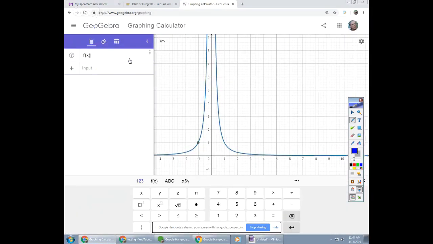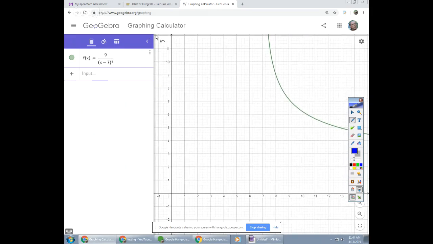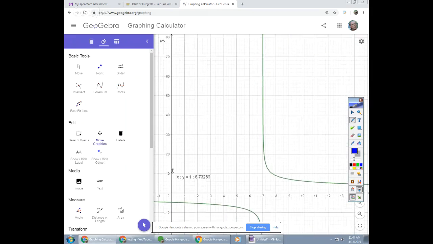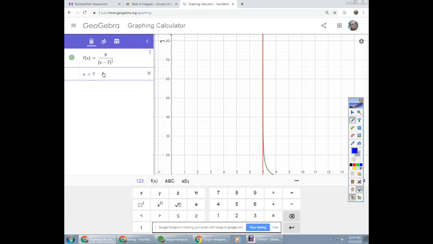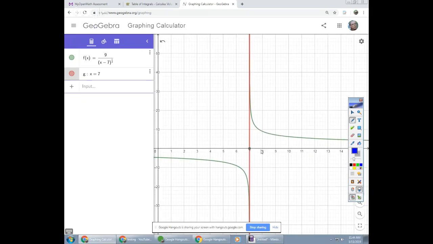f of x equals 9 divided by the cube root, parentheses x minus 7, x minus 7 raised to the power 1/3. All right, and rescale so we can see this better. Then if I graph x equals 7, we can see that is the vertical asymptote for this function. So we can't just plug in 7 because that's going to be a problem. We're going to have to take a limit after we get an antiderivative.